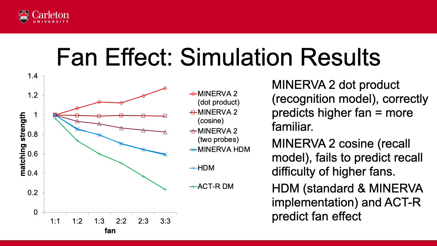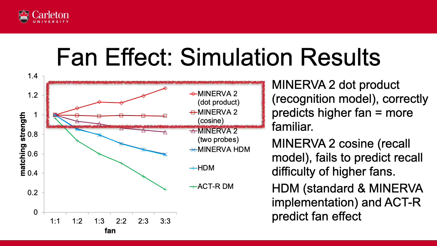We compare the matching strengths of HTM, ACT-R, and Minerva on the fan effect. ACT-R and HTM, as has been found in prior work, correctly predict lower matching strengths with larger fan. Conversely, Minerva does not predict the fan effect. For recognition tasks, Minerva uses the dot product as a metric of similarity between a cue and the pair retrieved from memory, called an echo. Using the dot product, Minerva correctly predicts that pairs with higher fan are more familiar.